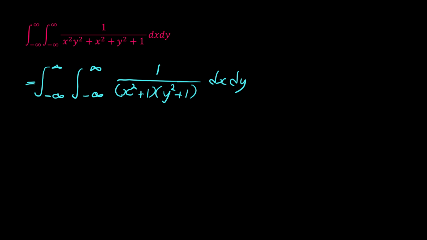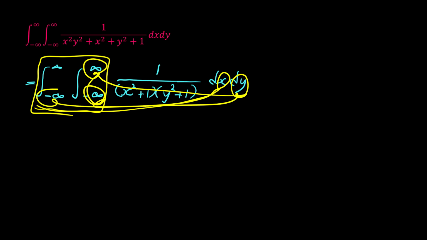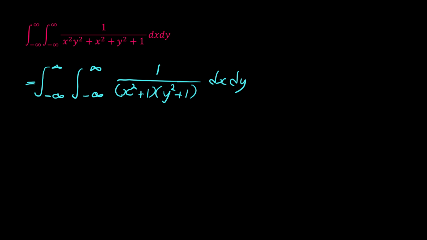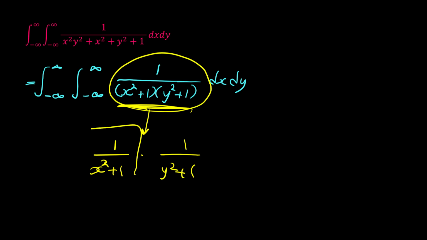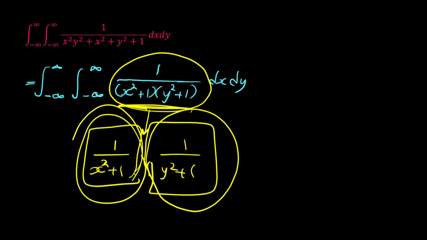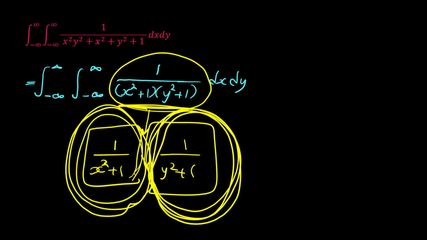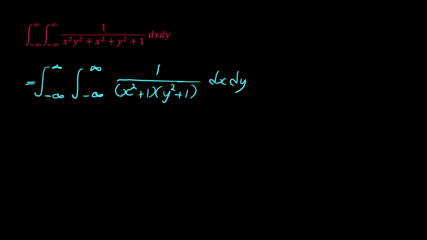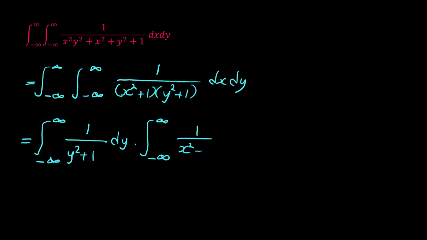Now, because this region is a rectangle, x is changing from -infinity to infinity and y is changing from -infinity to infinity, and because this function can be written in the form of 1 over x squared plus 1 times 1 over y squared plus 1, so because this function can be written as a product of two parts, one part only in terms of x and the other part only in terms of y, instead of finding this improper double integral in this form, we can write this double integral as a product of two single integrals: the integral from -infinity to infinity of 1 over y squared plus 1 dy times the integral from -infinity to infinity of 1 over x squared plus 1 dx.